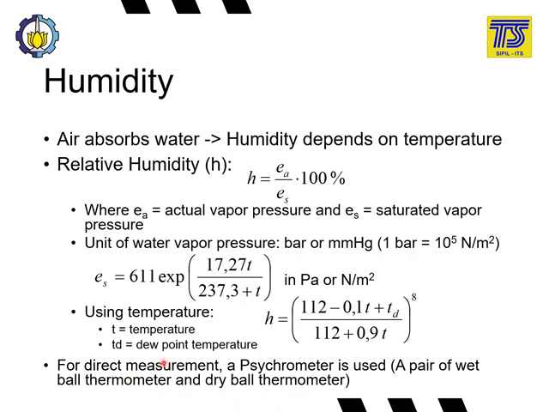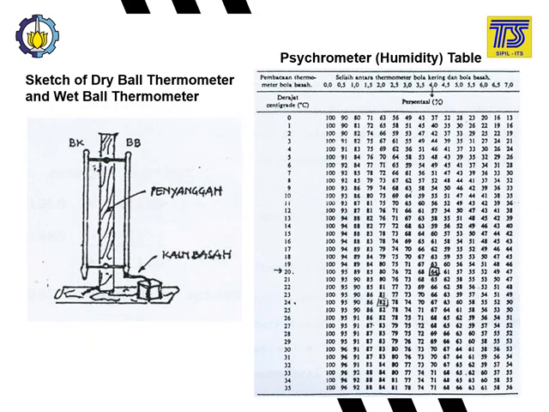For direct measurement, if you want to know the humidity without the equation, a psychrometer is used. It is a pair of a wet bulb thermometer and a dry bulb thermometer. I can show you in the next slide. This one is the psychrometer. Here we have BK, bola kering, the dry bulb, and BB, bola basah, the wet bulb. The dry bulb and wet bulb thermometers have a stick here, and this is the wet cloth.